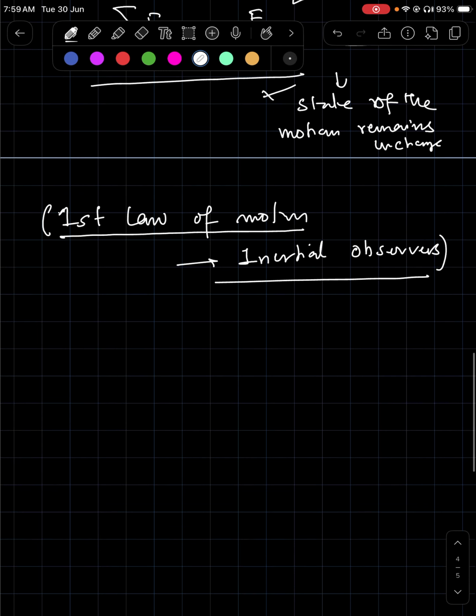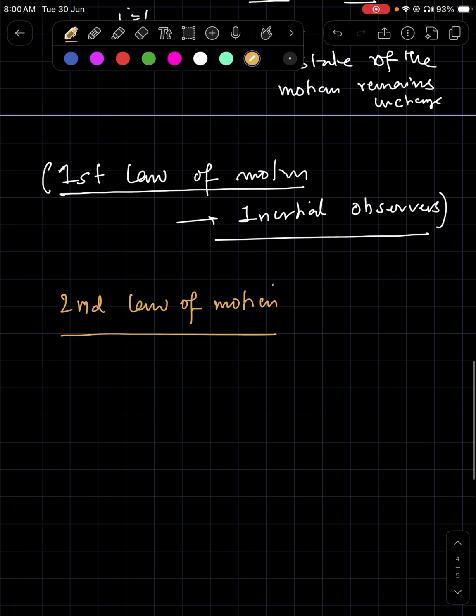Next, we are moving to the second law of motion. That is very important. That is actually the base of our physics. What is the second law of motion? The second law of motion is again telling us about the observer: for inertial observers.